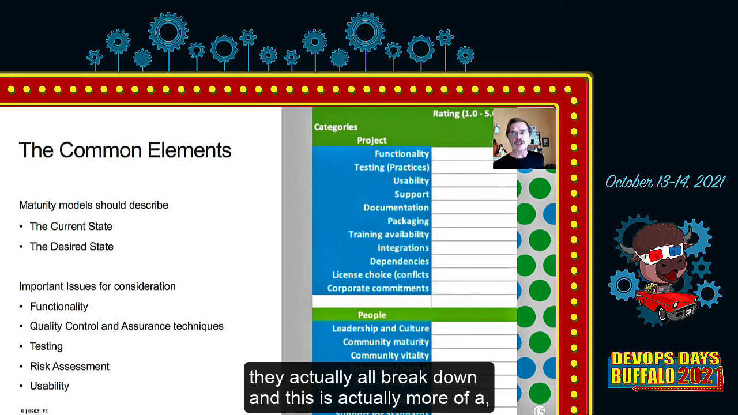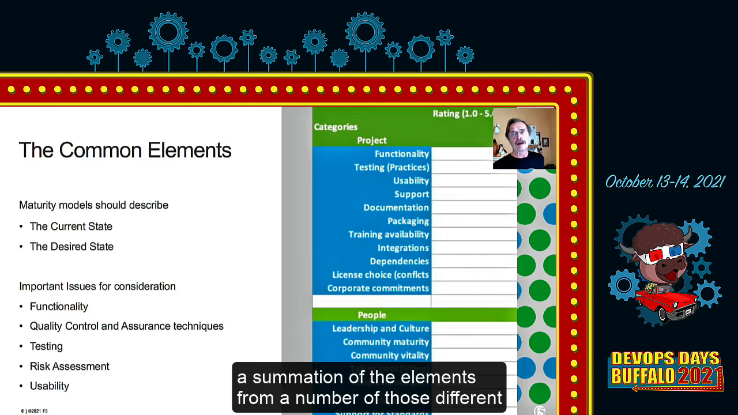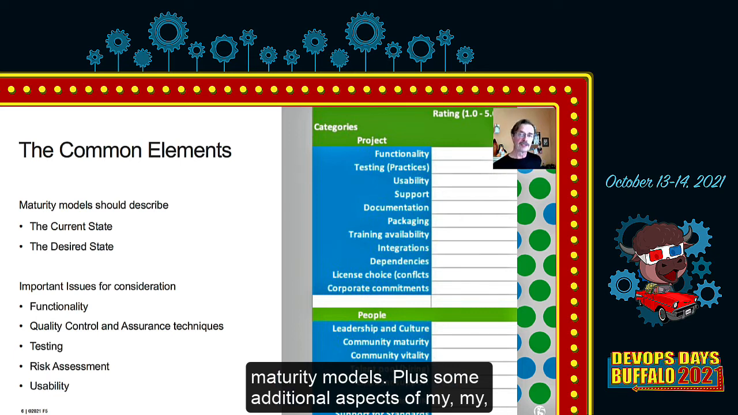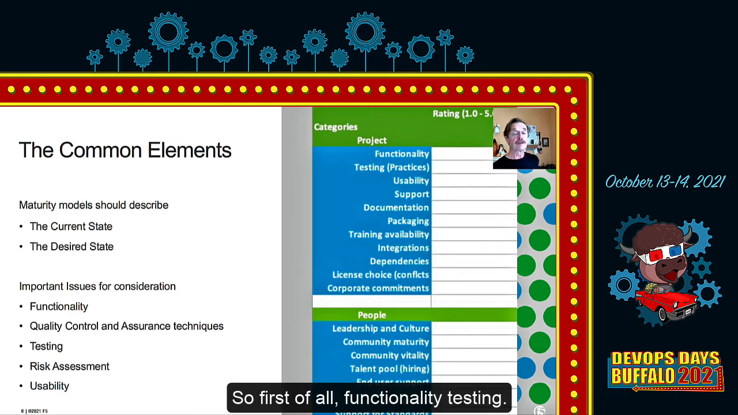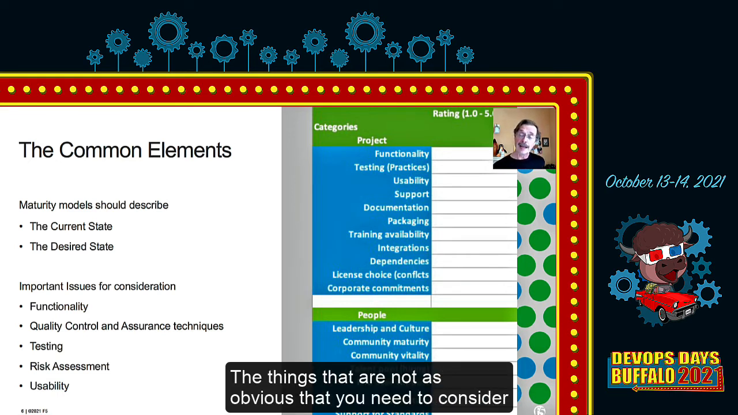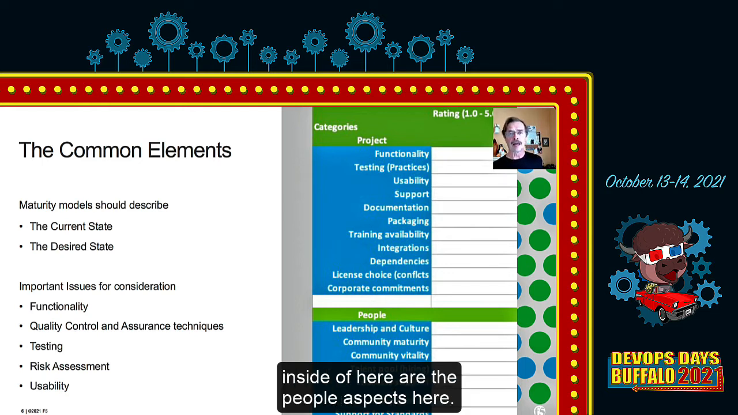And this is actually more of a summation of the elements from a number of those different maturity models, plus some additional aspects of my own that I think are more important for us to be considering today as well. So first of all, functionality testing. Those are pretty obvious inside of here. The things that are not as obvious that you need to consider inside of here are the people aspects.